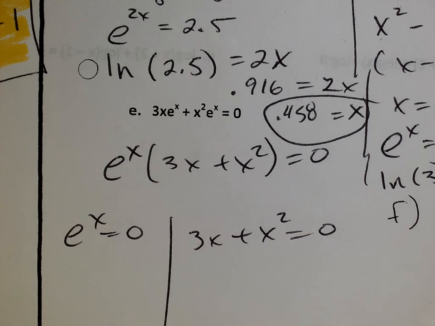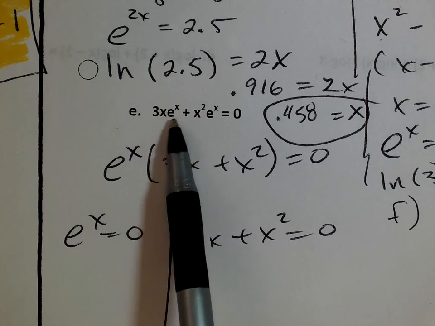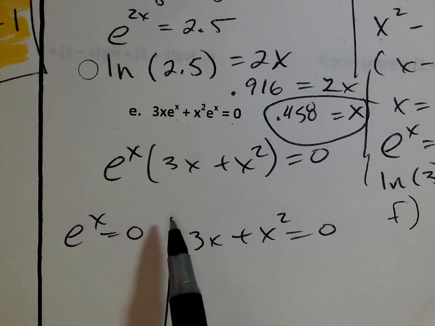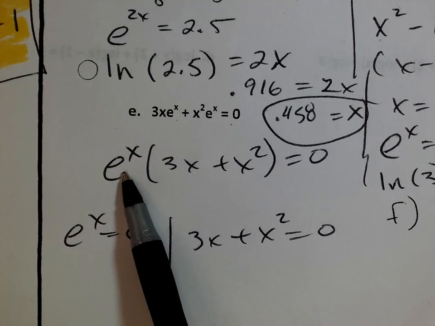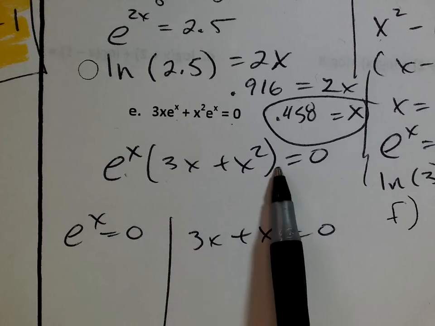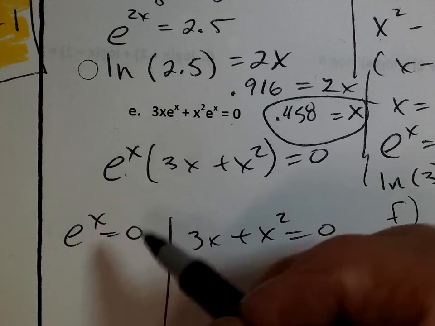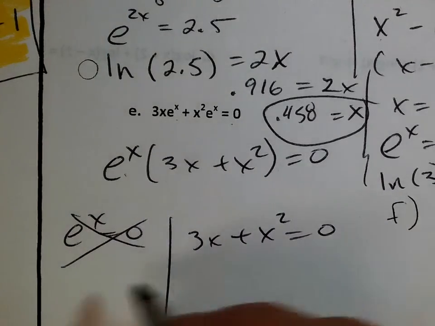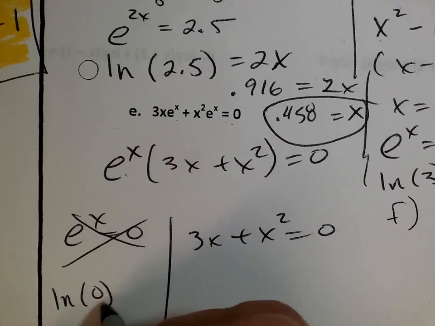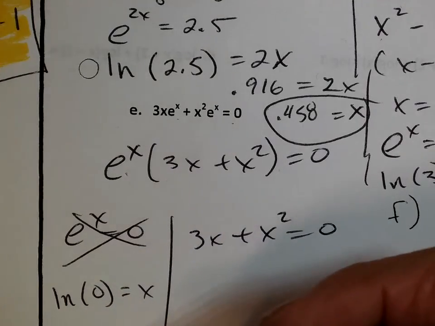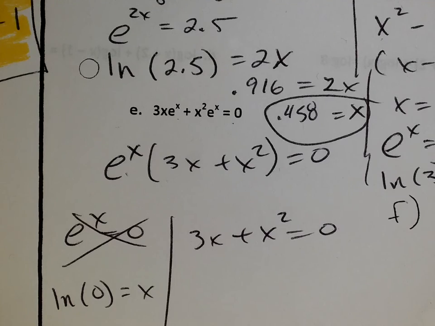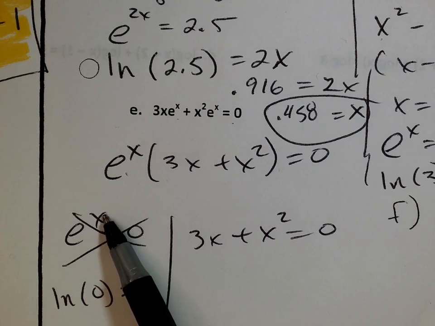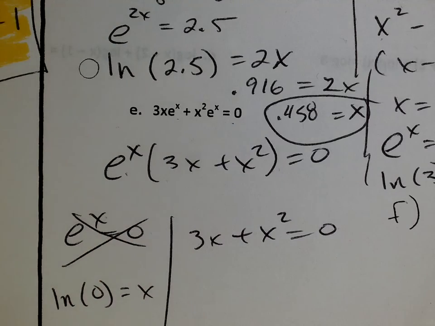It's okay. All right, so I common factored out an e to the x, right? And I've got e to the x equals 0, and 3x plus x squared equals 0. Now I'm going to throw this one away, because if I go ln of 0, it's impossible. Plus, there is no exponent that'll make anything equal 0. It can never equal 0. Remember the graphs? They don't equal 0, so throw that one away.